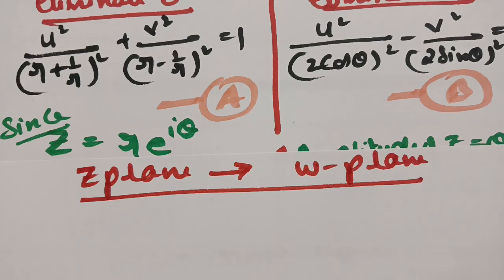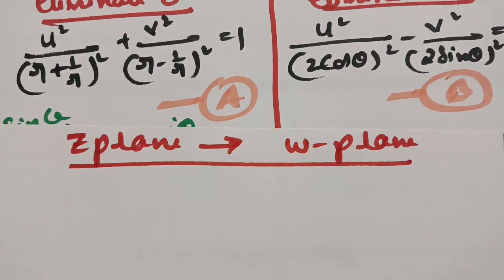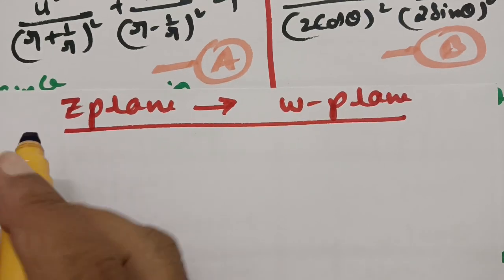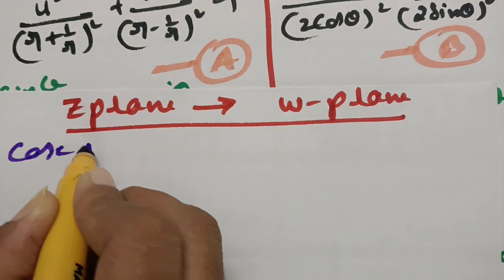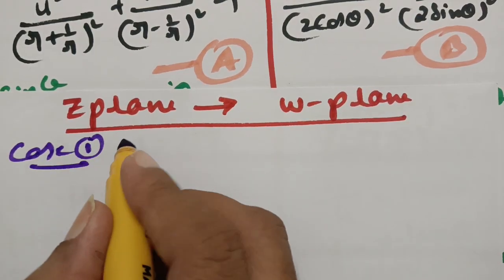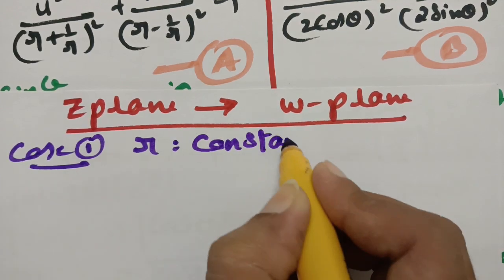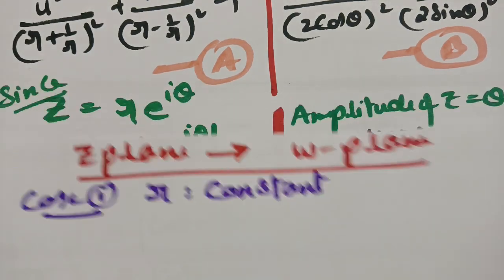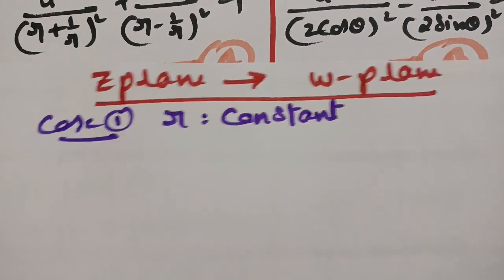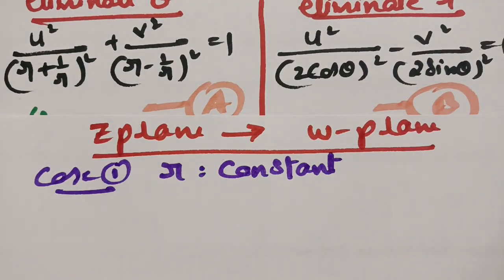So case 1, after eliminating theta. First I am taking r constant. So if I take r constant, what will be the equation here? The equation r is there here. So equation A, what is equation A here? Equation A speaks out.